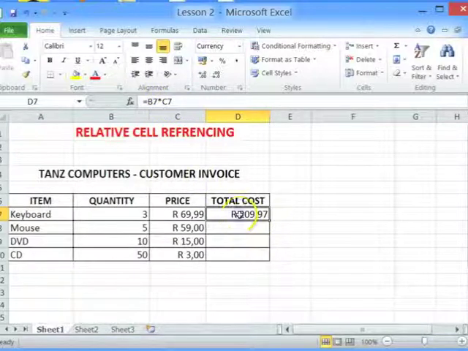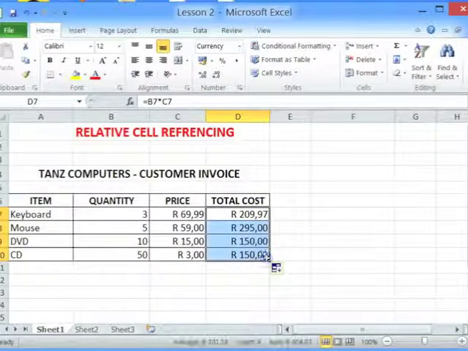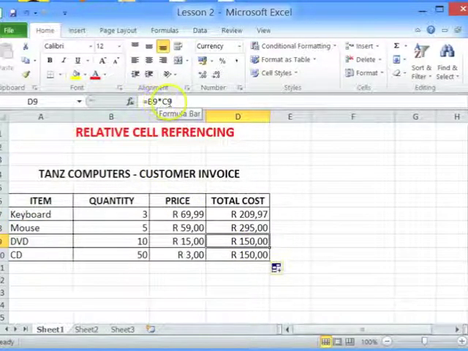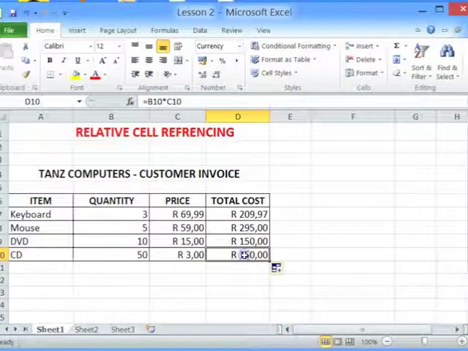Now I am going to copy this formula using the fill handle to the other cells. And if we look at cell D8, the formula now has recalculated, or automatically adjusted itself, to B8 times C8. In cell D9, the formula is B9 times C9. And in cell D10, the formula now is B10 times C10. So that is an example of relative cell addressing.